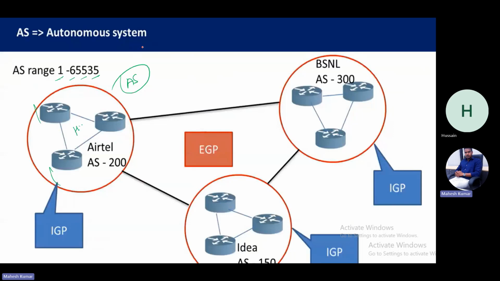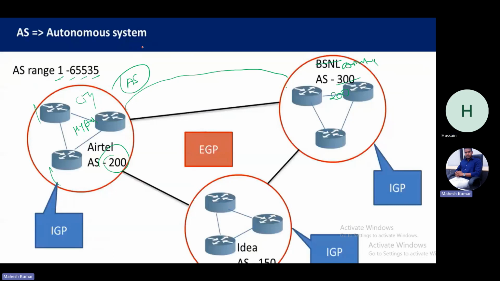Let's suppose Airtel is working in Hyderabad city and has more than 1 lakh customers in Hyderabad using the Airtel connection. For all those customers, the AS number will be the same, 200. In the same way, in another city, Bangalore, also Airtel, the AS number will be the same 200 only. It never changes for the entire country; the AS number will be the same.